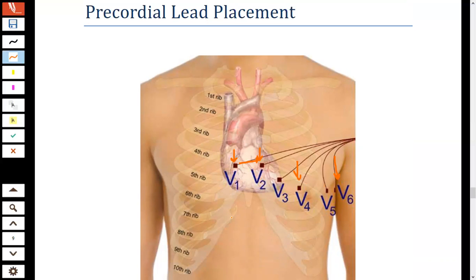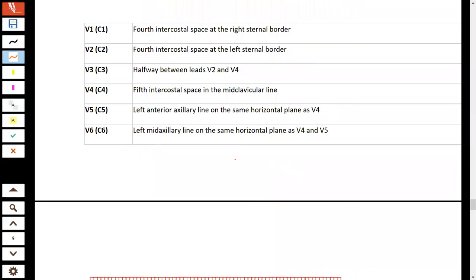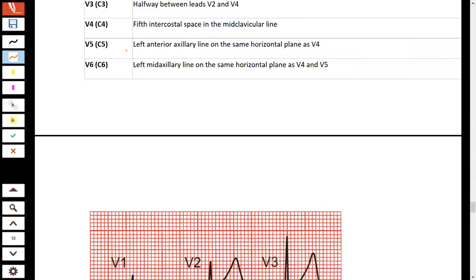So here is the significance. As we move from V1 to V6, the ventricles depolarize more. What does that mean? If they depolarize more, they give a more positive QRS complex. If we see V1, we have a negative QRS complex. That means from V1 we are moving from negative to positive direction, and you can easily interpret this in the ECG. These are the V1 to V6 placements.